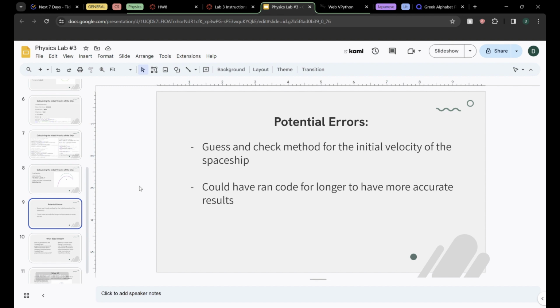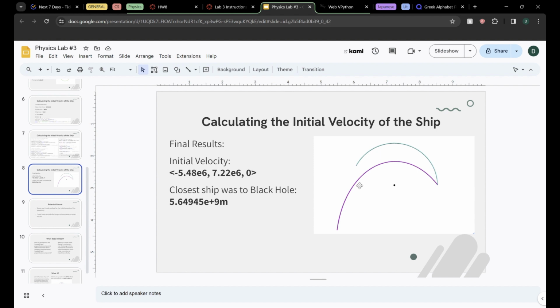Potential errors. I used the guess and check method for the initial velocity of the spaceship because I was not able to figure out a way to calculate it myself, so that could have led to some discrepancies, and my code could have ran longer for more accurate results. I could have had this run longer so I had a longer view, more accurate view of where the ship and the planet went.